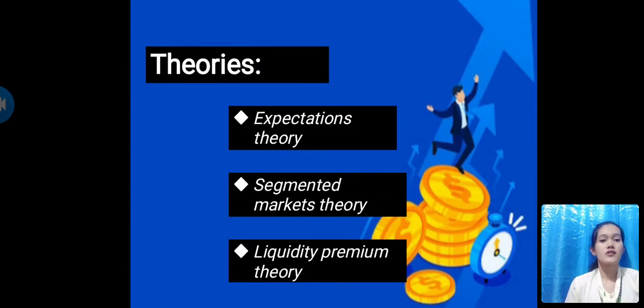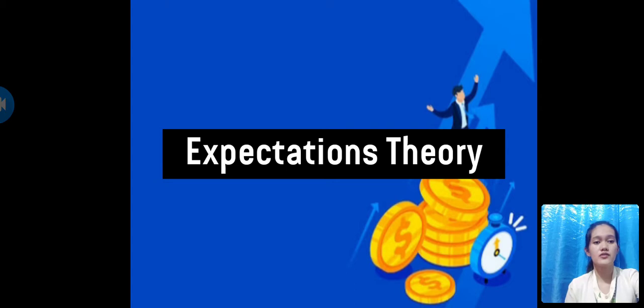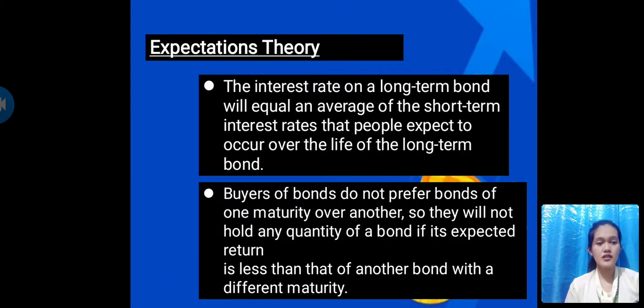So there are 3 theories that explain the term structure of interest rates, namely expectations theory, segmented markets theory, and liquidity premium theory. I will discuss to you the expectations theory. When you say expectations theory, the interest rate on a long-term bond will equal an average of the short-term interest rates that people expect to occur over the life of the long-term bond.